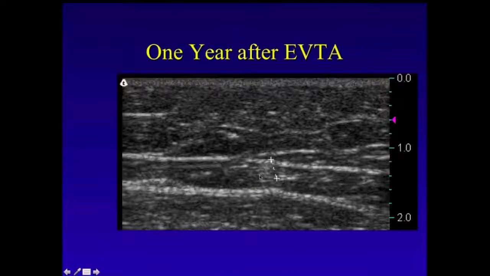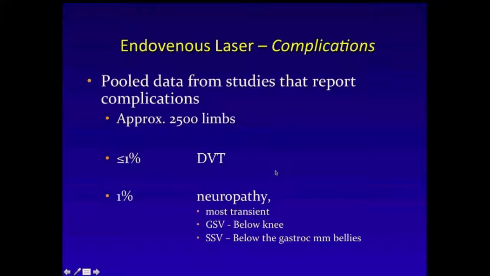Here's an example of a patient 1 year after laser ablation of a fairly big saphenous vein, and there's this little tiny thing, this little scar left in the saphenous space. Complications, very low, less than 1% DVT. We'll talk about that in a moment. Neuropathy, particularly when you go below the knee with the great saphenous vein, or below the gastrocnemius bellies and the small saphenous vein, because of the presence of the sural nerve adjacent to the small saphenous vein.